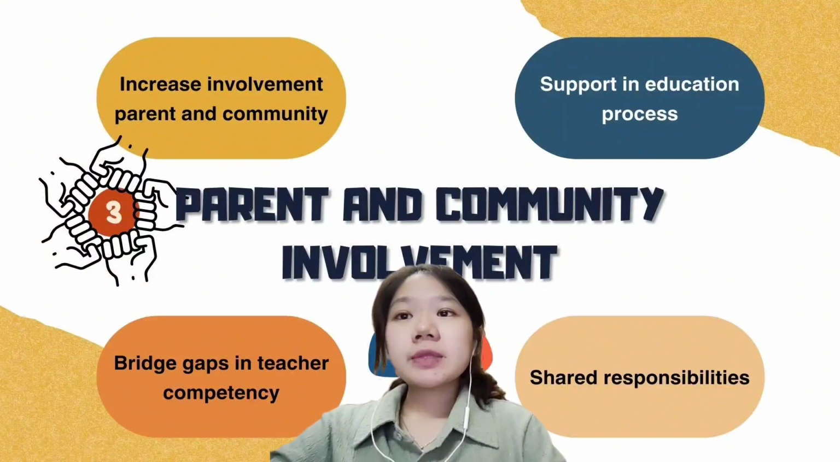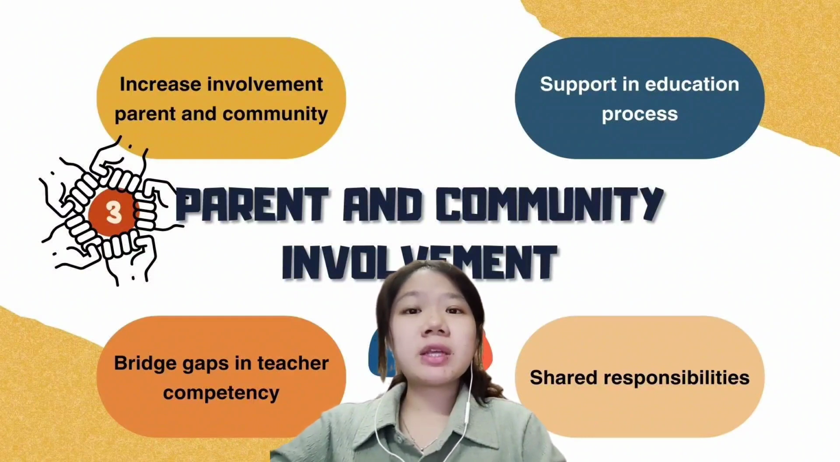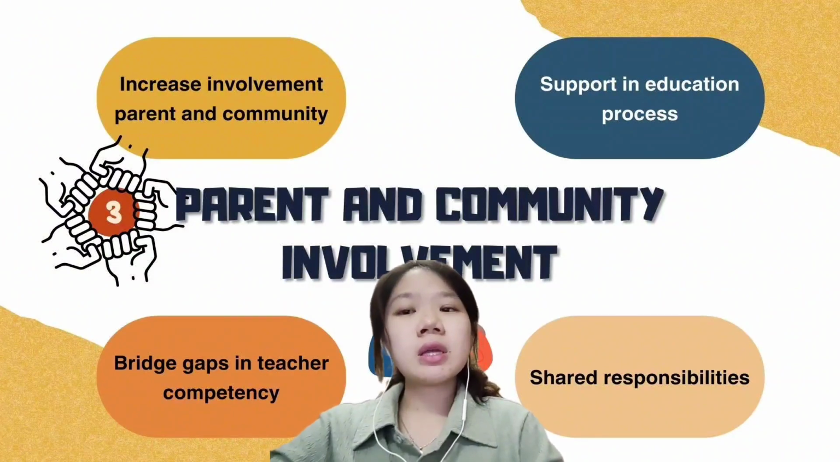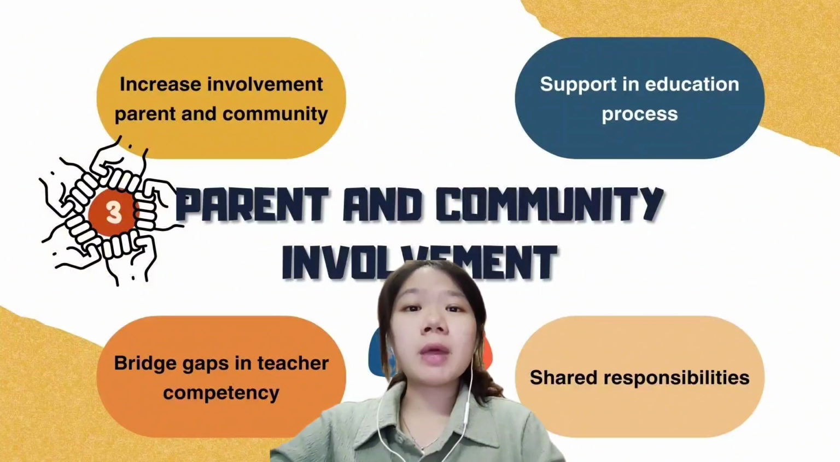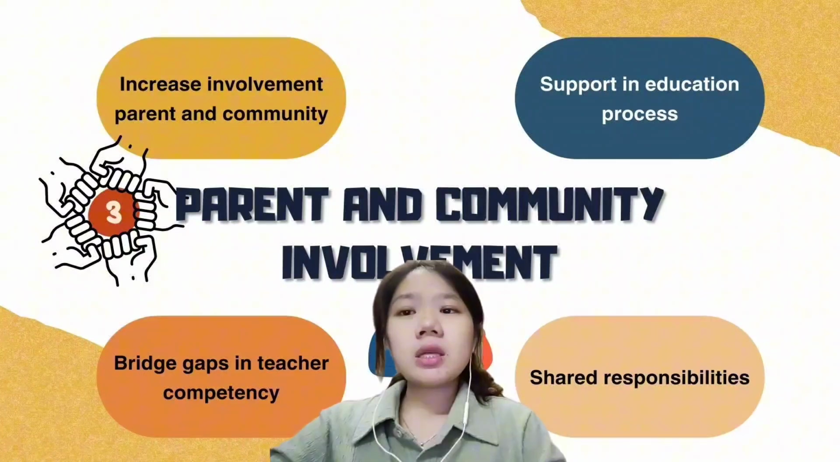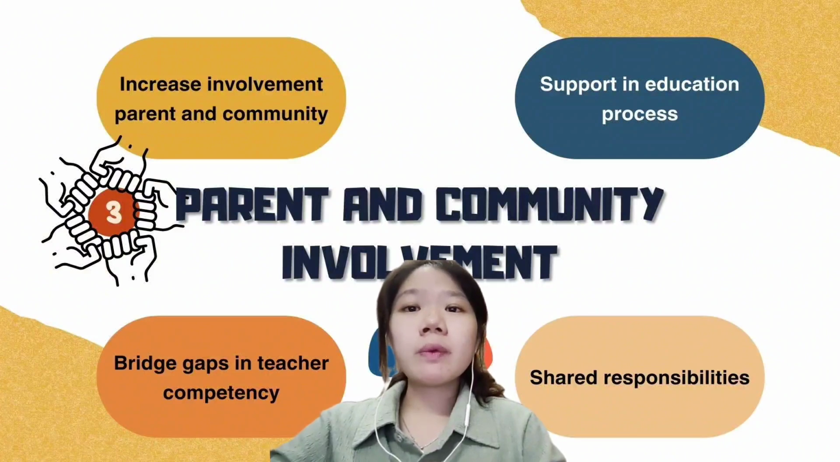And the next rank is parents and community involvement. When there is a concern about the teacher not having all the skills in assessing how well students are learning, it signals the need to actively engage and communicate with the parents and the community. It is hoped that by being more involved, parents and community will support and join in the educational process.